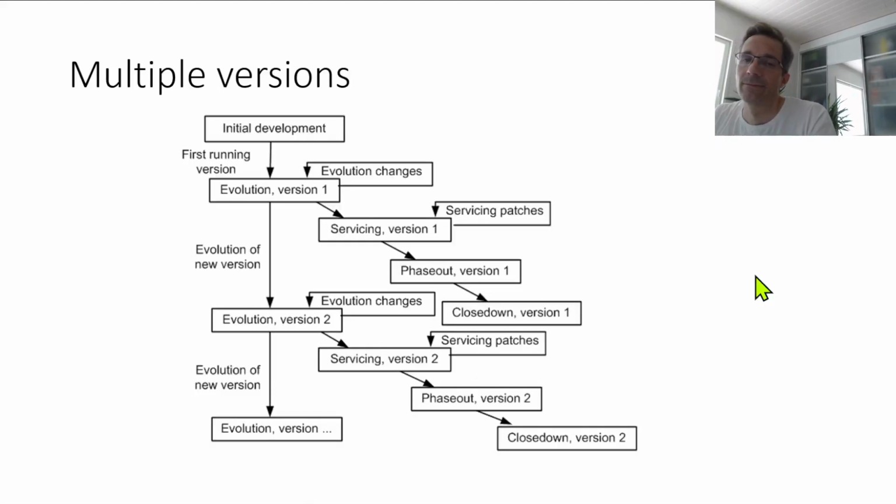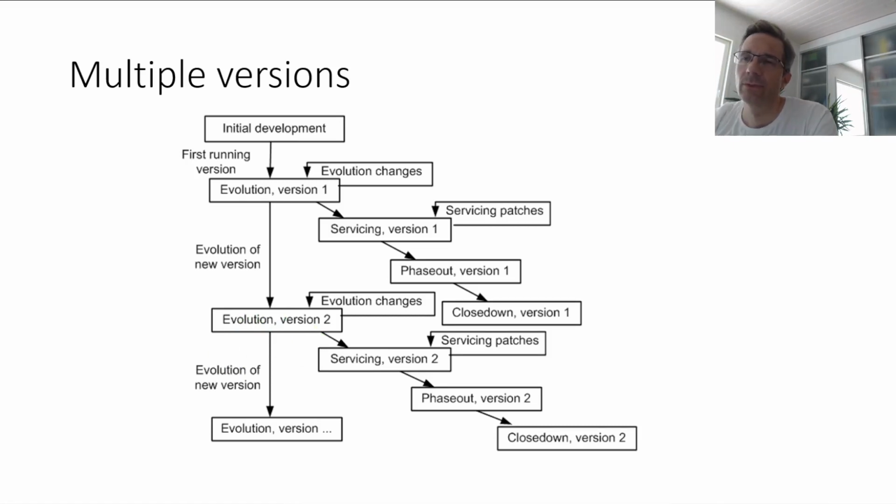For the same model, we can also have the multiversion model, where we first have initial development, then we have the evolution of the first version. At some point, we decide to move this into the servicing phase, after which it goes to the phase out and close down, while the development is continued in the main branch with the new evolutionary version, and so on. So basically what this means is that version 1 enters the servicing phase. It means that the new version, evolutionary version 2, will be coming out and is released at some point.